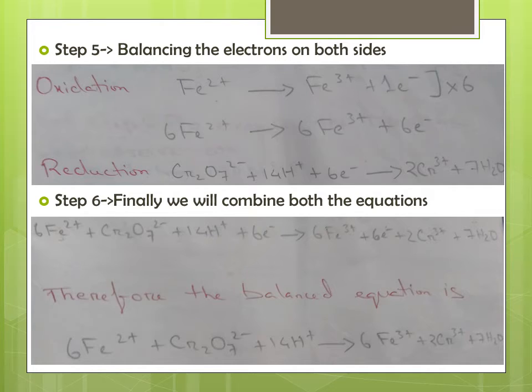See, in these 6 steps, you have balanced the oxidation numbers, you have separated the half cells, you have balanced the atoms, you have balanced the charges, you have balanced the electrons on both sides, and finally you have combined both the cells into one particular reaction. And that's how you have to do the ion electron method.